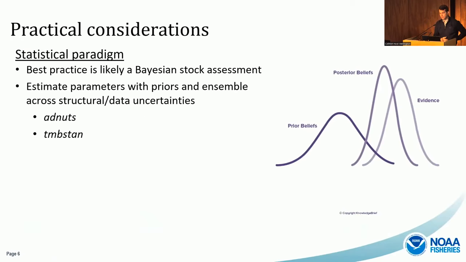So moving into some practical considerations, thinking about the statistical paradigm, I think from Phil's presentation and even some of the earlier discussions we've had this week, if you can do Bayesian, it's probably best practice to do it, where you're estimating parameters with priors and then you're doing an ensemble across those structural and data uncertainties. Where I think we're probably getting close to the point where that is feasible in some cases, especially with these newer packages, ADNUTS, TMB Stan. But if not, the rest of this talk will focus on other strategies that can be employed.